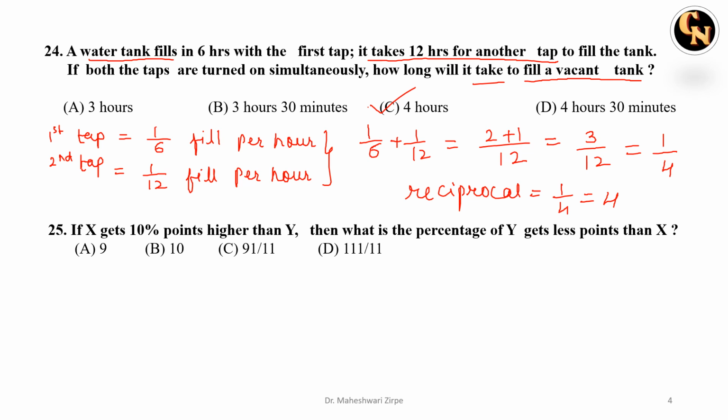Next is: if X gets 10% points higher than Y, then what is the percentage of Y getting fewer points than X? So this is about percentage. Step by step we have to calculate. Basically, in this question in March 2023, the option given is wrong. Okay, here none of the options are correct, but still we will solve this. None of these options are correct.